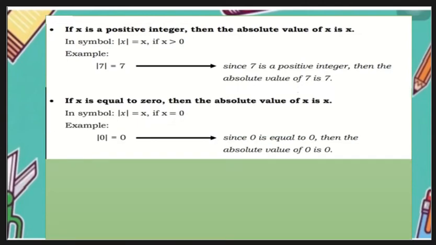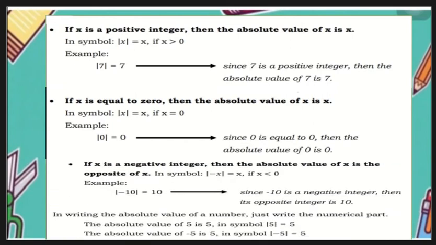Another one, if x is equal to 0, then the absolute value of x is x. In symbol, the absolute value of x is equal to x if x is equal to 0. For example, the absolute value of 0 is equal to 0. Since 0 is equal to 0, then the absolute value of 0 is 0.